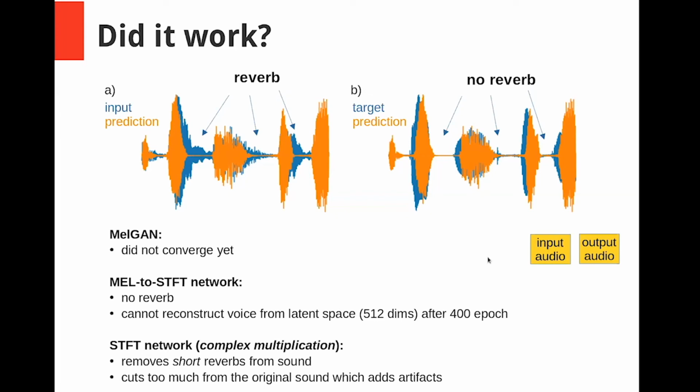On slide B, we have the target as blue and prediction as orange. So it's close to the target, but not exactly what we want. As you could hear, there is too much of the signal cut from the voice, so the output signal is not as good as we wanted it to be. So again, Melgan did not converge. Mel2STFT did not produce reverb, but also no reasonable sound.